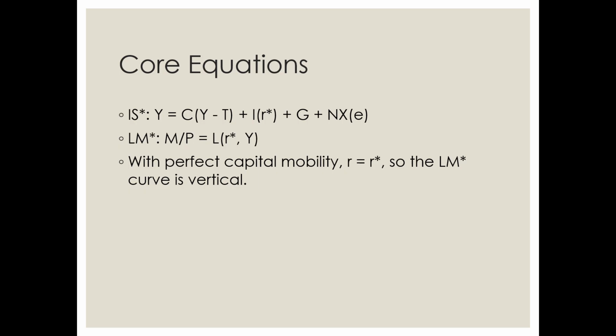Core equations. In the first equation, output is determined by consumption, investment at the world interest rate, government spending, and net exports, which depend upon the exchange rate. And the second equation shows how the money supply and demand relate to output and interest rate.